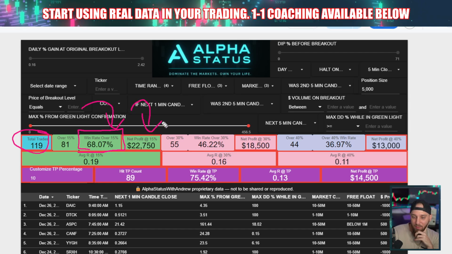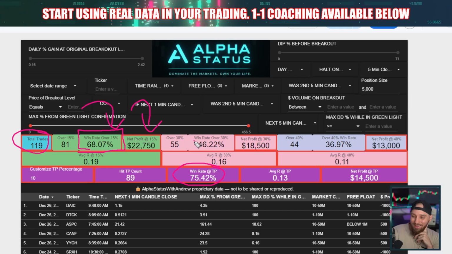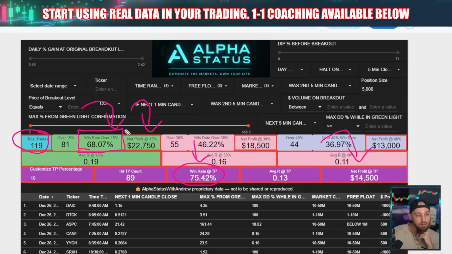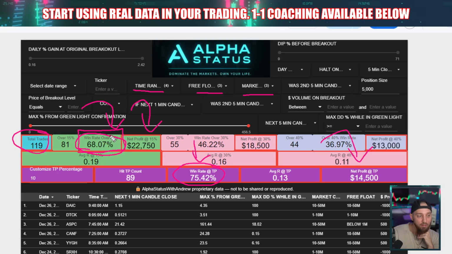Net profit is up to $22,750 for a 15% take profit. And win rate for 10% is now at 75%. Net profit is $14,500, boys and girls. That's with the time frame, the free float, and the market cap as well. So as you can see, we got this win rate really high for 15%. 68% is solid. It's also really high for 10% as well, with 15% being the more profitable take profit.